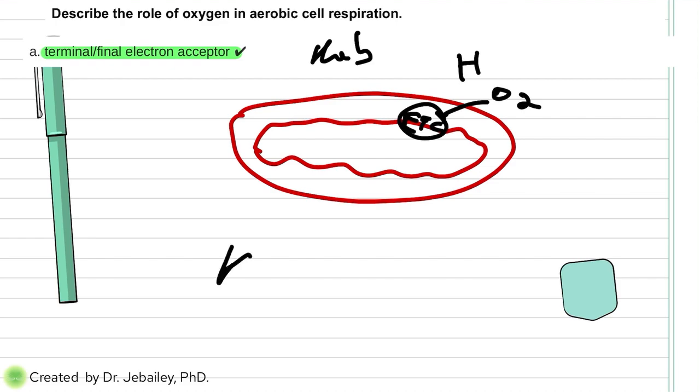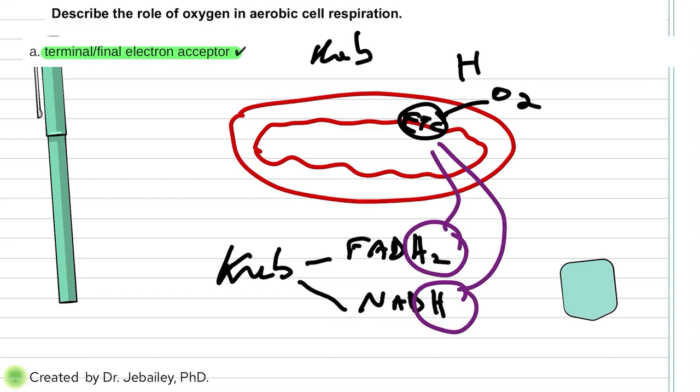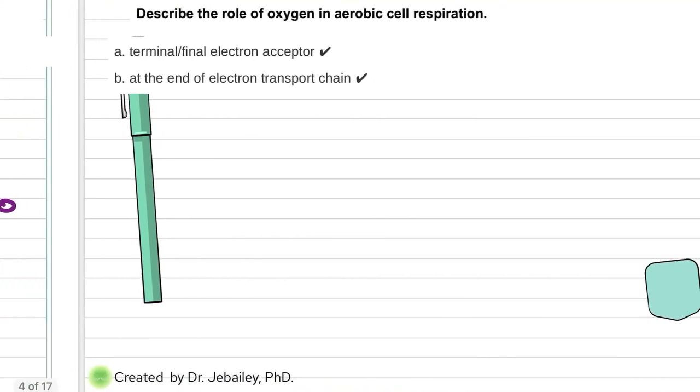In the Krebs cycle, there are two things that form, which are FADH2 and NADH. These two are carrying very important energized hydrogens, and these hydrogens are taken to the ETC. The ETC will eventually cause the production of ATP. But this cannot happen unless oxygen is there. Why? Because the oxygen will receive these hydrogens and will turn into water. So oxygen is the final electron acceptor. That means it's finally accepting the last hydrogens.